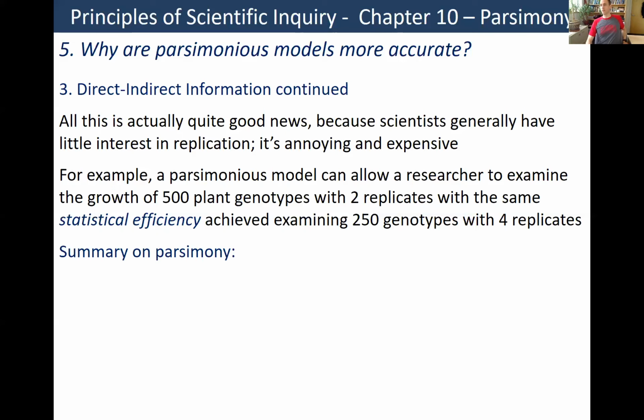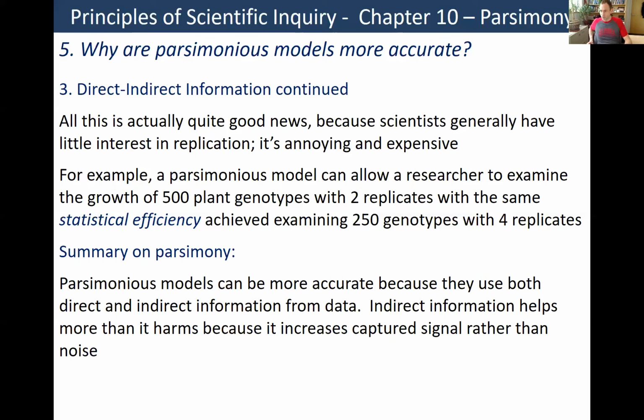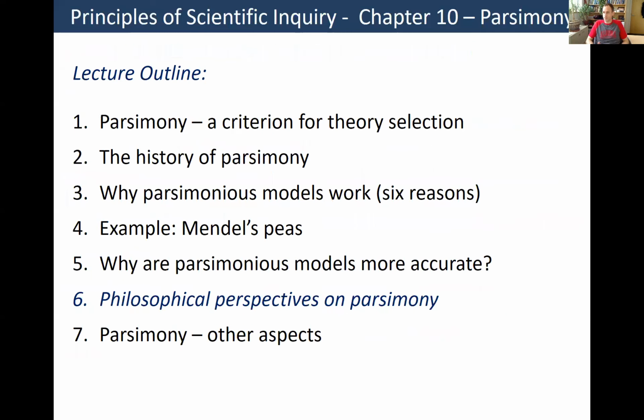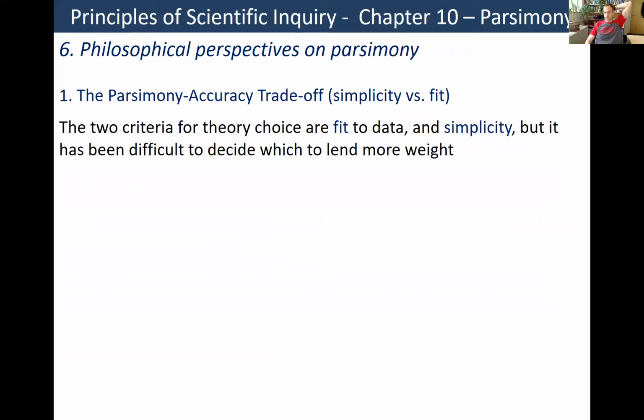All right, so here's a little bit of a summary. Parsimonious models can be more accurate because they use both direct and indirect information from the data. Indirect information helps more than it harms because it increases captured signal rather than captured noise. Okay, so we're going to end off this particular chapter with an examination of some philosophical perspectives on parsimony, and we'll look at some other aspects of parsimony which are kind of interesting.